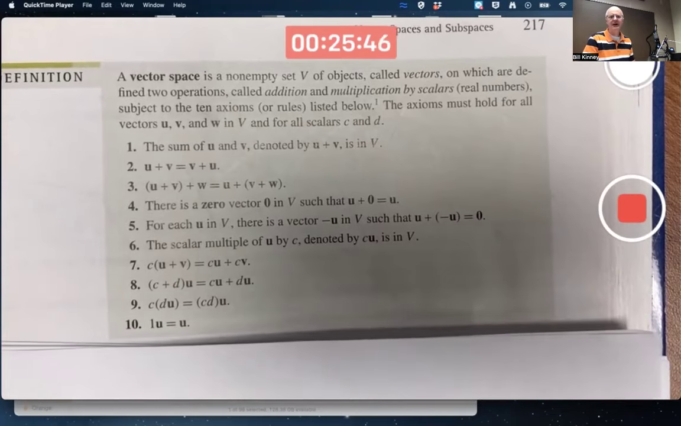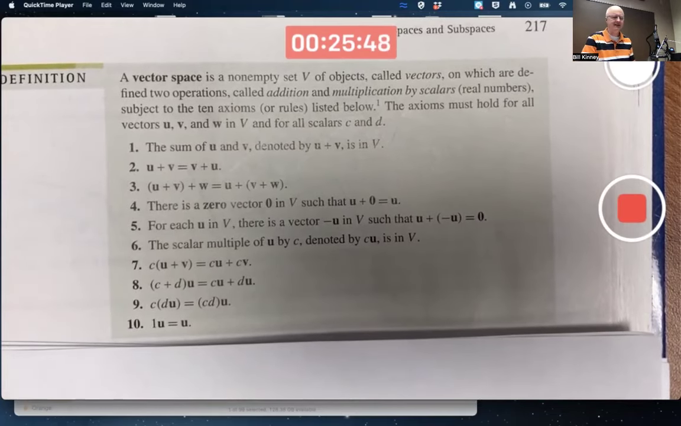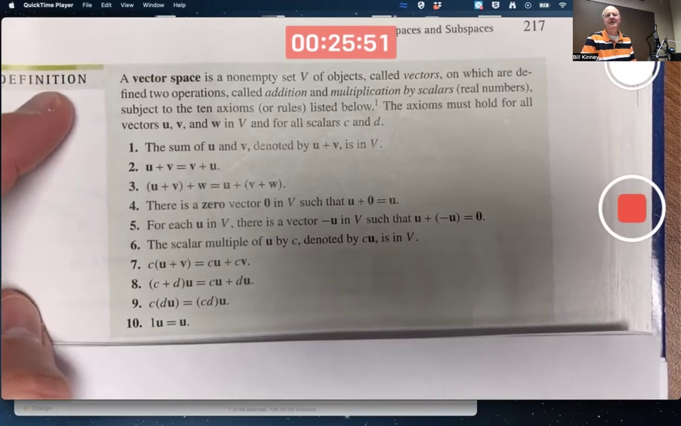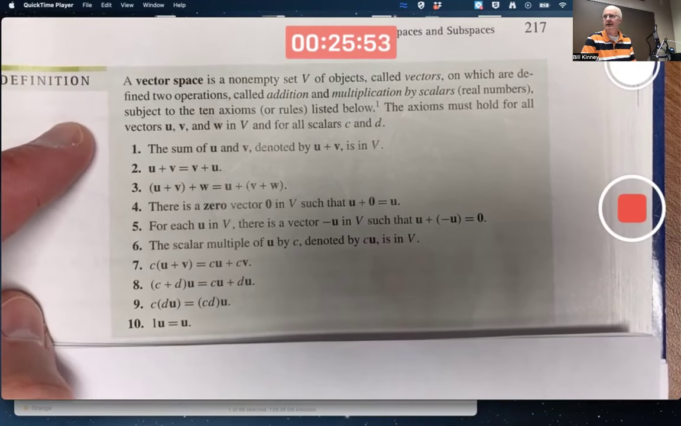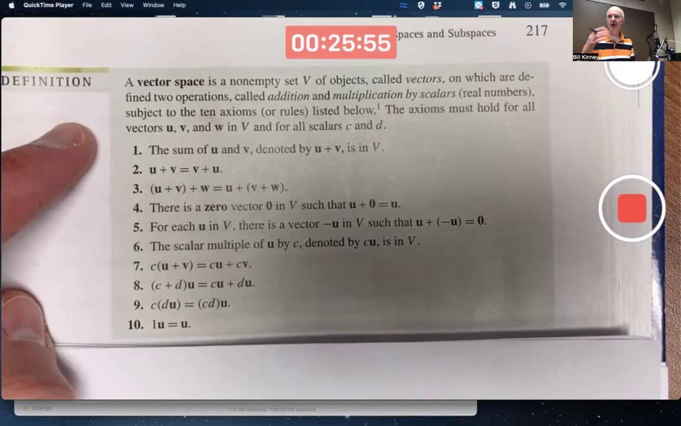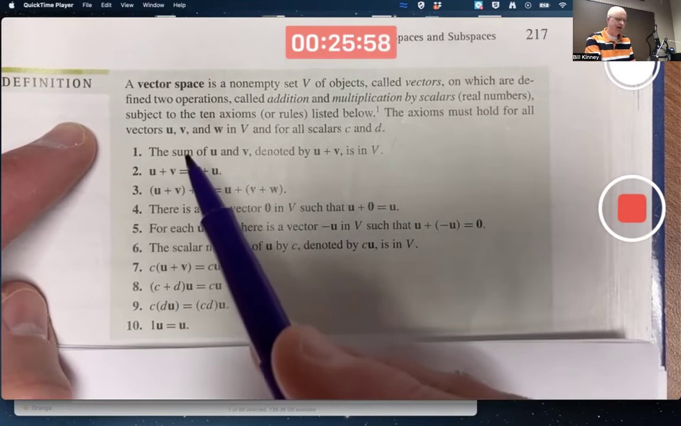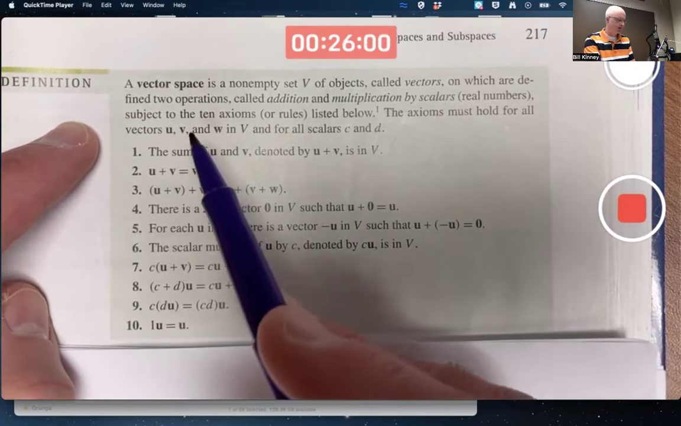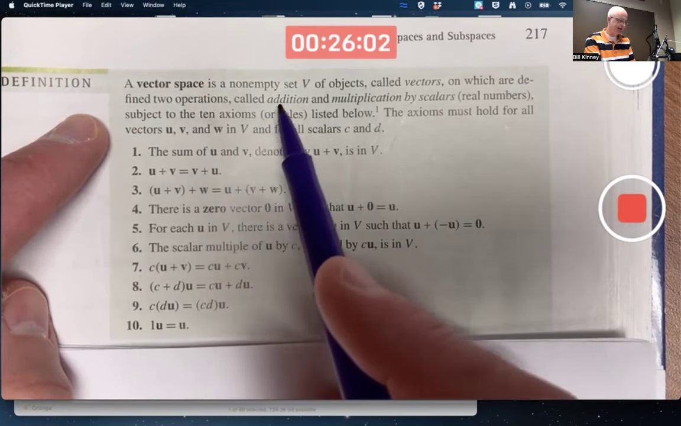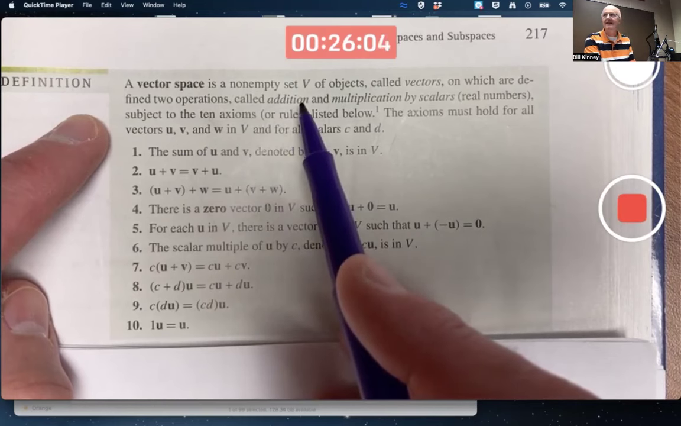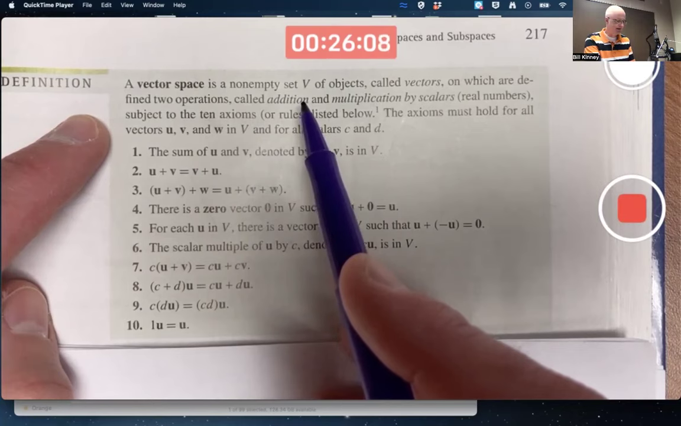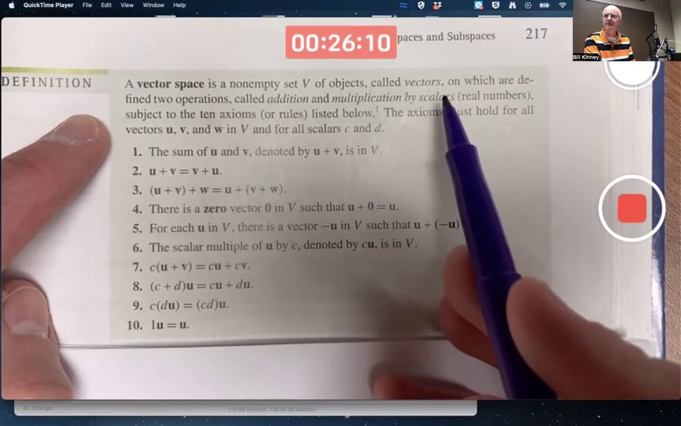What we want to do in abstract algebra when we talk about vector spaces is take the definition of a vector space that you learn in linear algebra and make it a bit more abstract. Here's the definition of a vector space in linear algebra. A vector space is a non-empty set V. V is the thing that's the vector space. It's non-empty of objects called vectors.